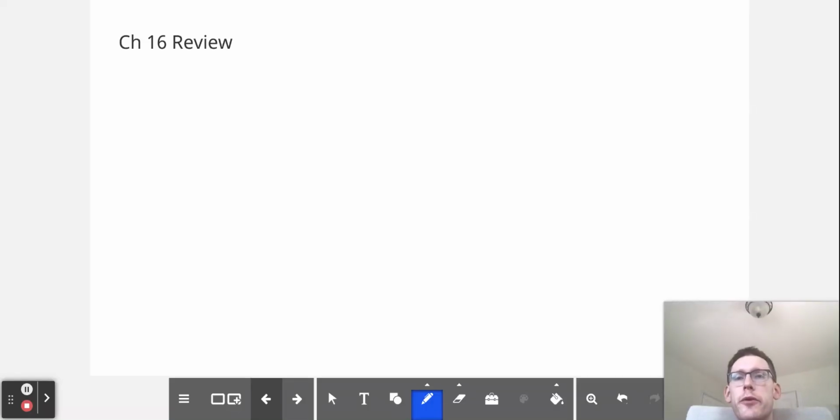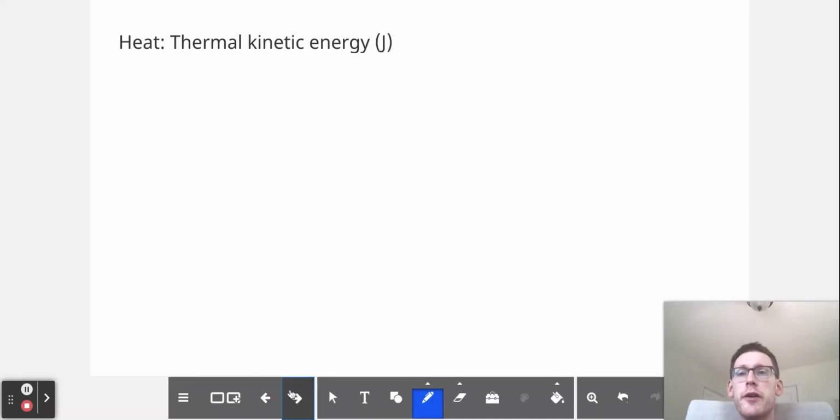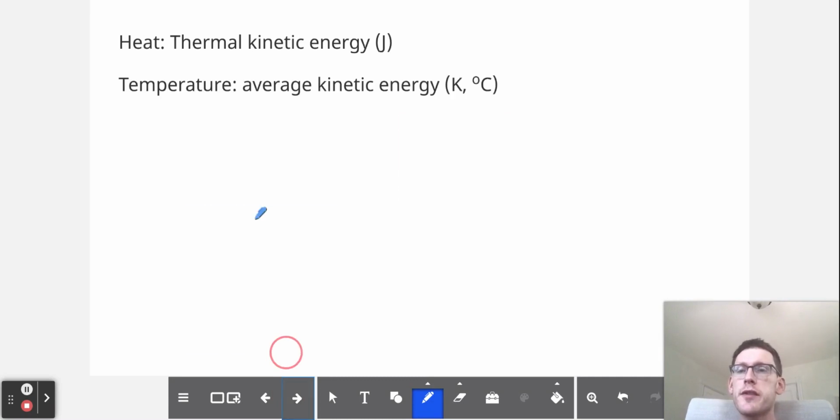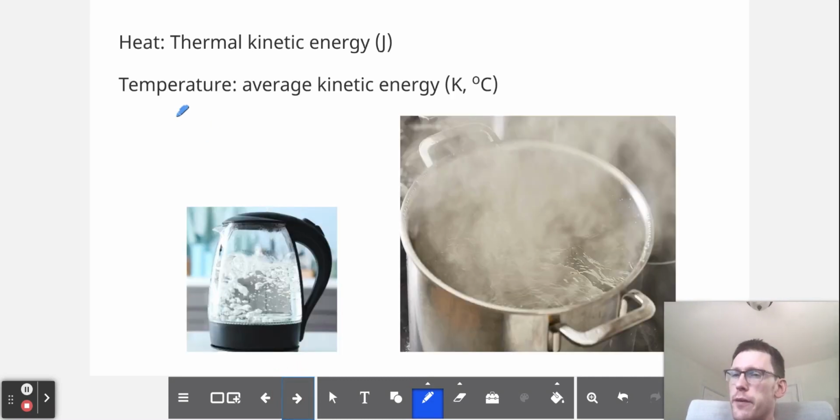In this video, we're going to review chapter 16, starting with heat, which is thermokinetic energy and measured in joules or calories, and temperature, which is very different from heat. It's an average kinetic energy, which is measured in Kelvin or degrees Celsius. When we look at these two containers of water, the water is boiling. The temperature is the same in both cases, but the pot containing much more water holds much more heat.